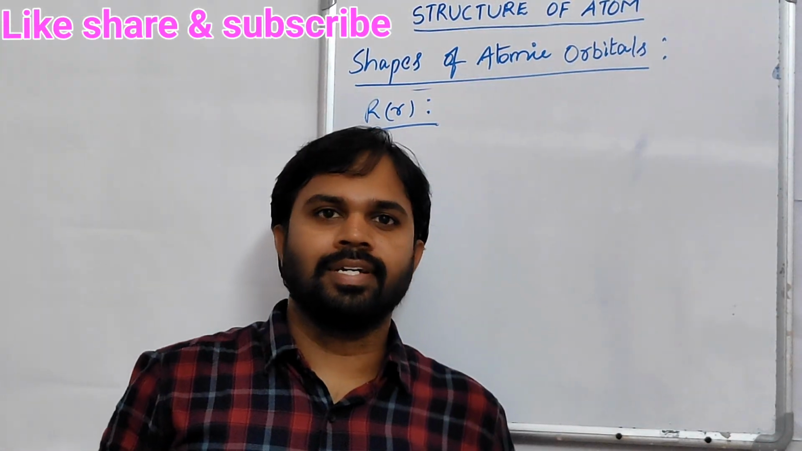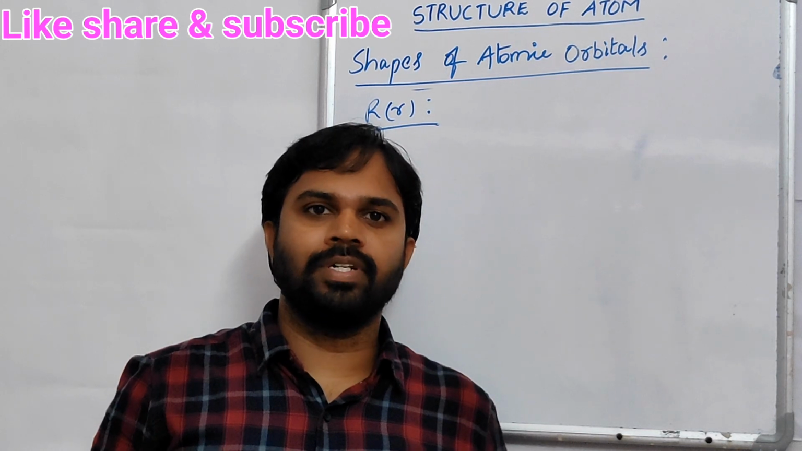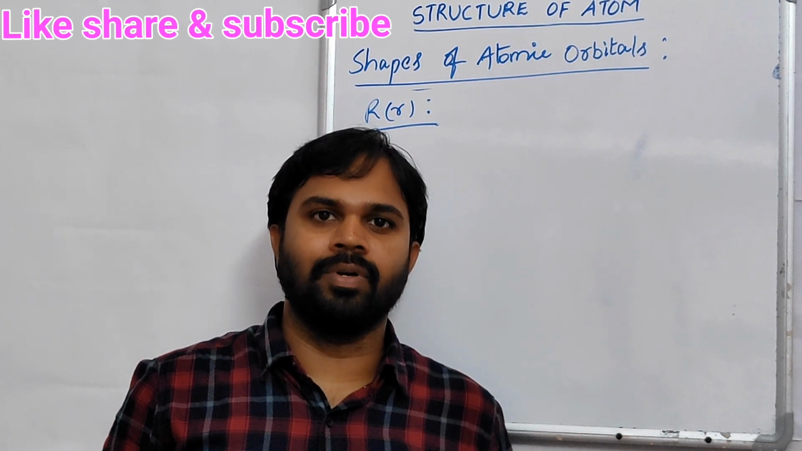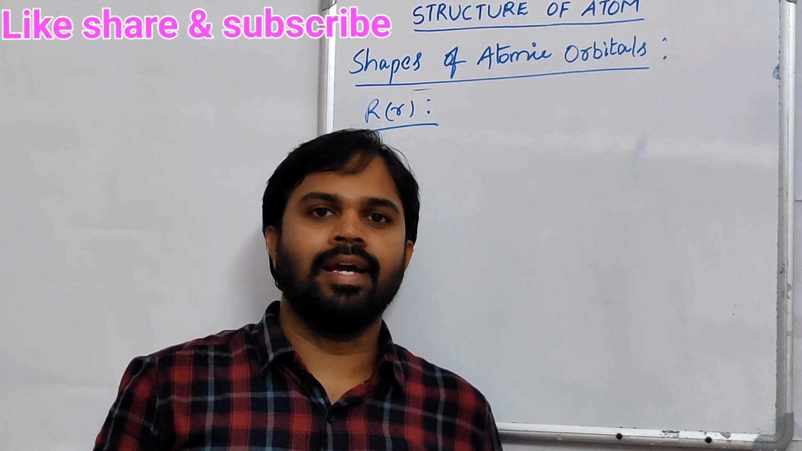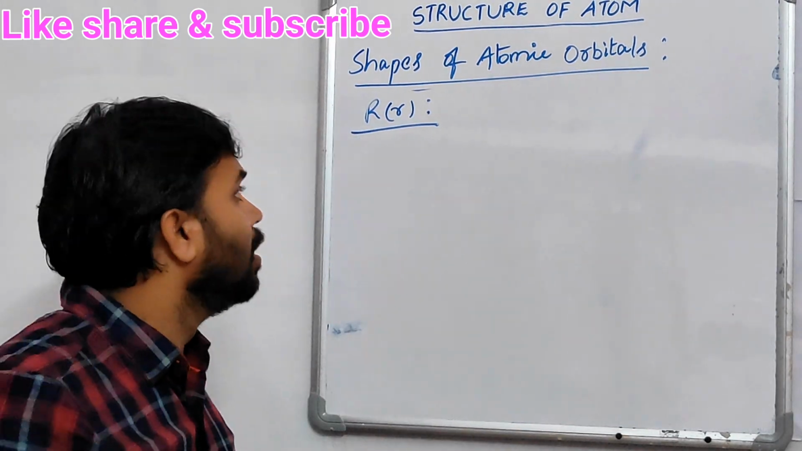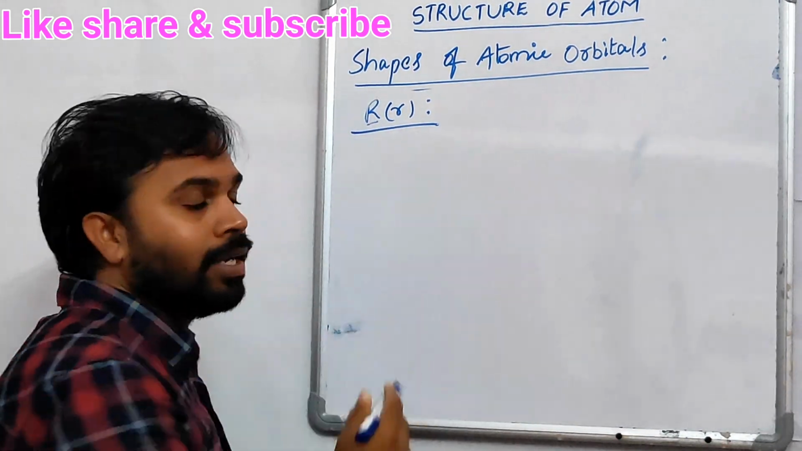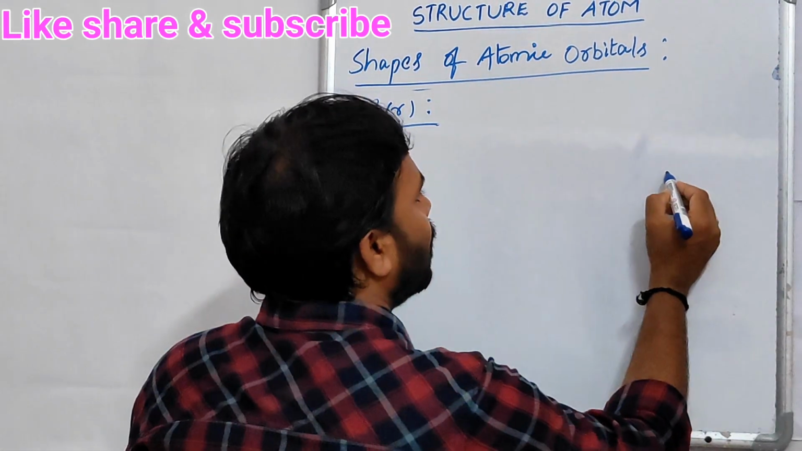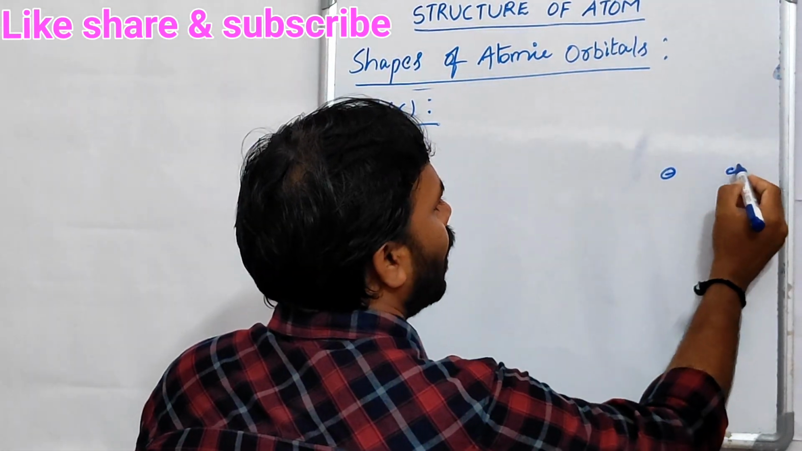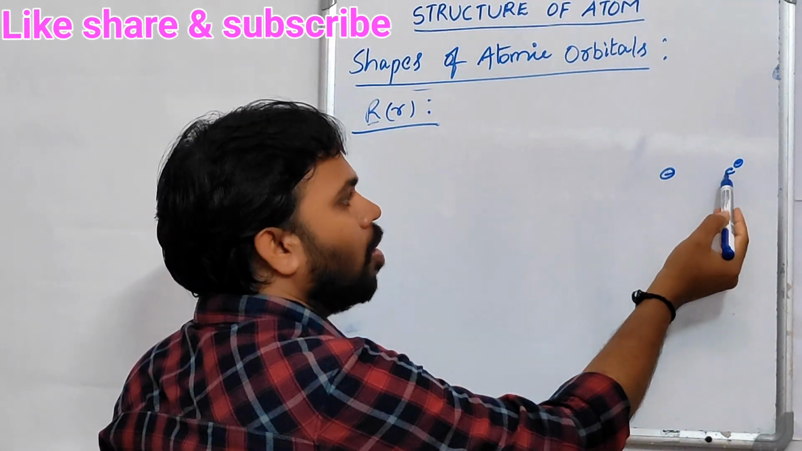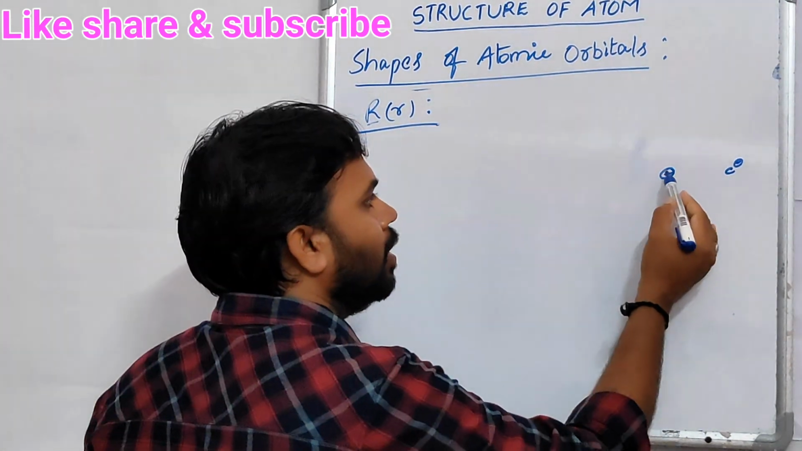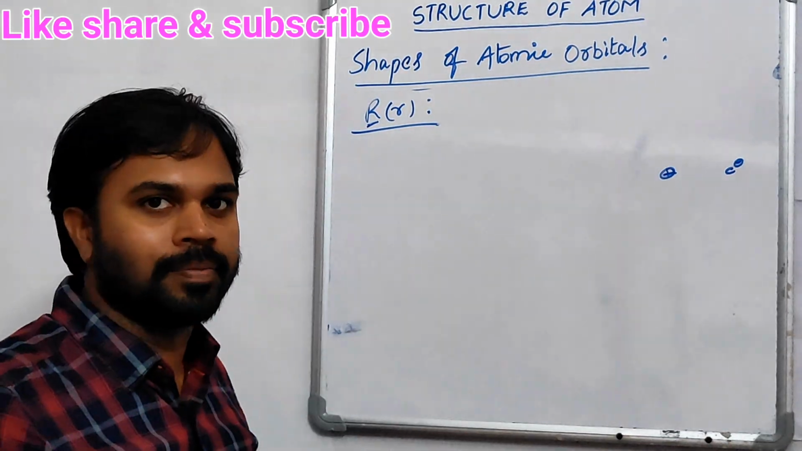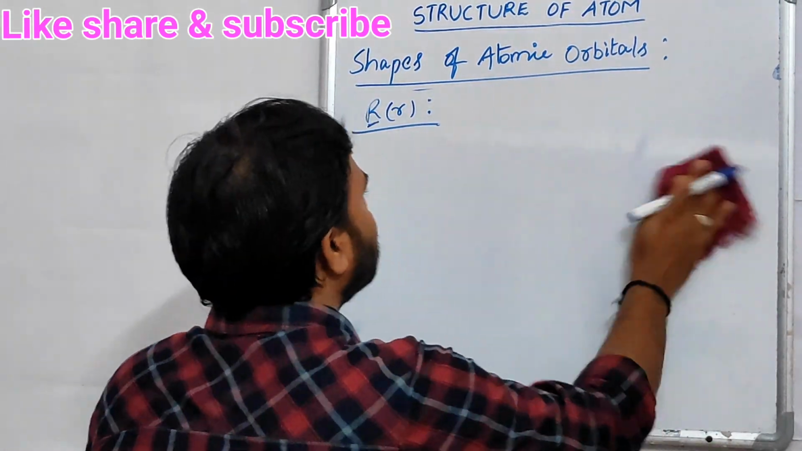The first one is the radial part. It gives information about electron density around the nucleus, and also it gives information about nodes, particularly radial nodes. Let's understand. Now, this R is called radial probability. We already discussed this in our last class. For example, this is the nucleus and this is the electron. The probability of finding the electron at a certain distance from the nucleus is called radial probability R.